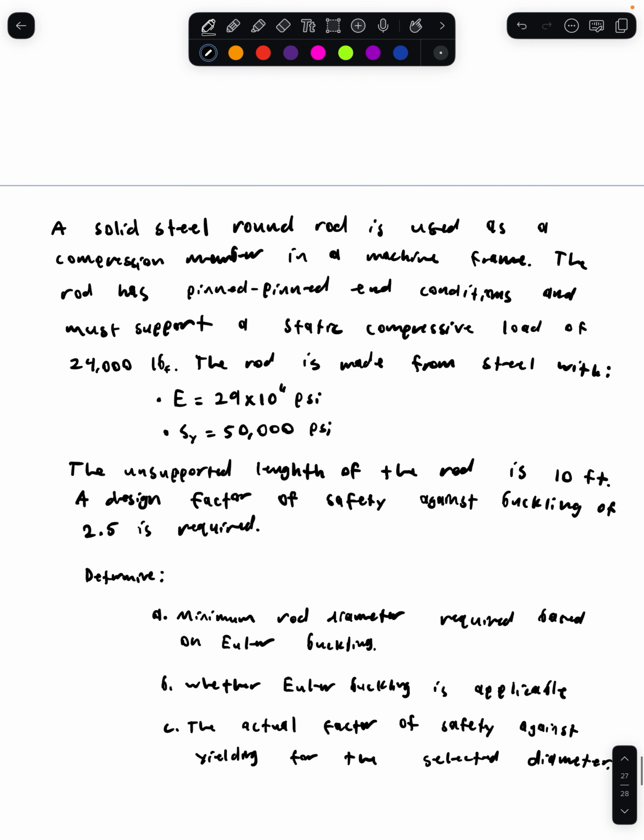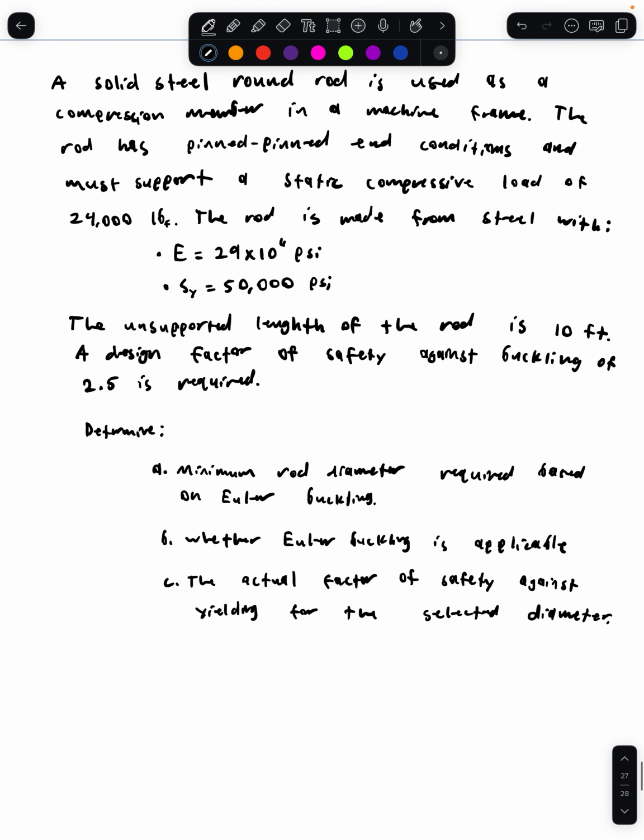Okay, so I have an example problem here that should cover all that. A solid round rod is used as a compression member in a machine frame. The rod has pinned end conditions, so this is where we're going to get our K value from, and must support a static compressive load of 24,000 pounds. The rod is made from steel with an elasticity of 29 times 10 to the 6 psi and a yield strength of 50,000 psi. The unsupported length of the rod is 10 feet. A design factor of safety against buckling of 2.5 is required.